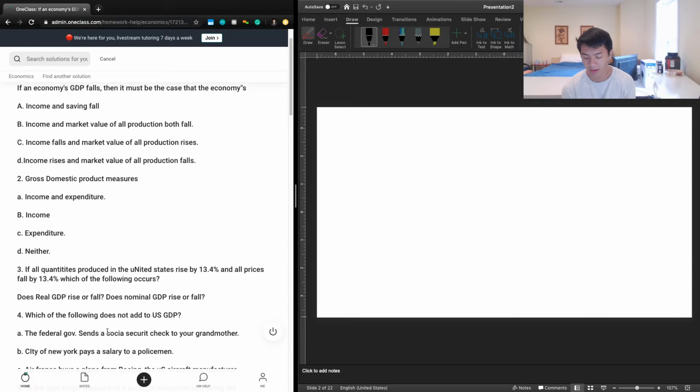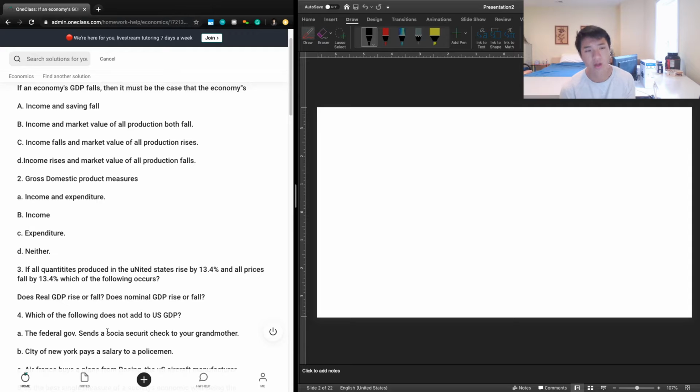So the first question says, if an economy's GDP falls, then it must be the case that the economy's, and A says, income and savings fall. B says, income and market value of all production both fall. C says, income falls and market value of all production rises. And D says, income rises and market value of all production falls.